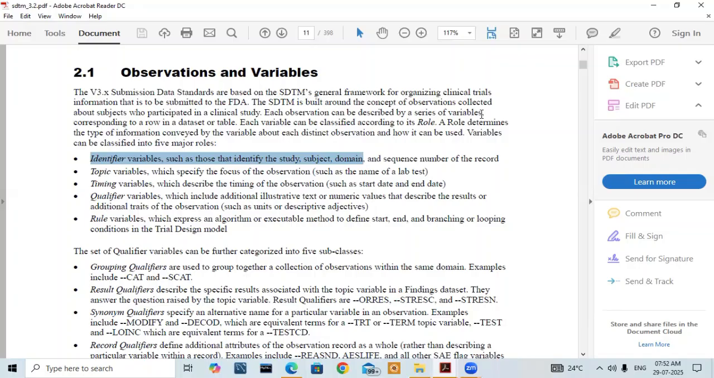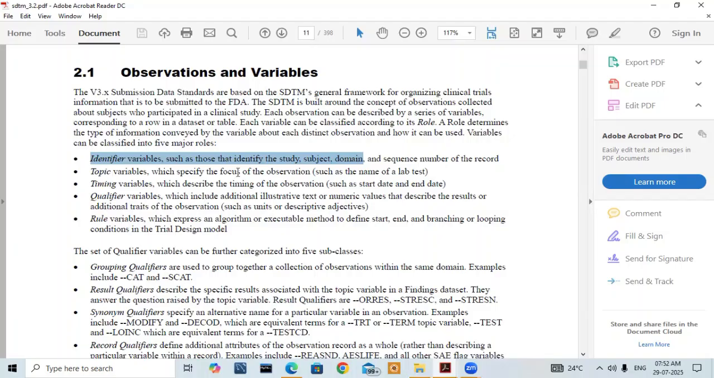So that is actually how identifier variables are used: to identify the subject, study or any domain. We are giving an ID, understood? This is known as identifier variables. It is specific. Every ID is unique. It is a sequence of alphanumeric characters, a number and alphabets combined, that identifies a particular subject or study.